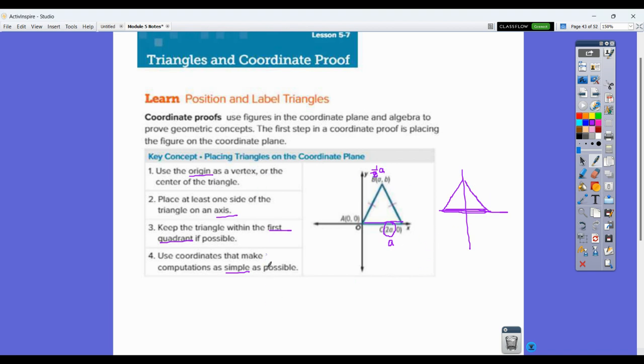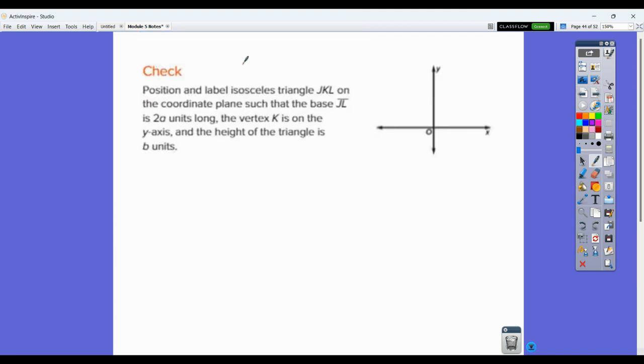Now, these are only guidelines. You do not have to do them. You can break all of them if you want to. Most of you are not going to, because these do make this a lot easier. Okay, so placing figures. So here's an example.